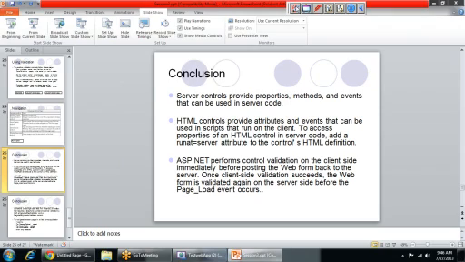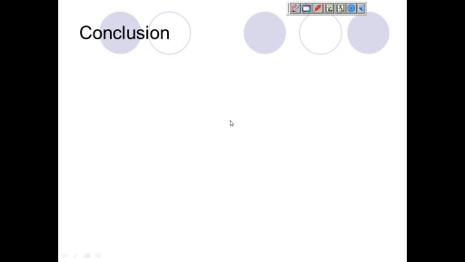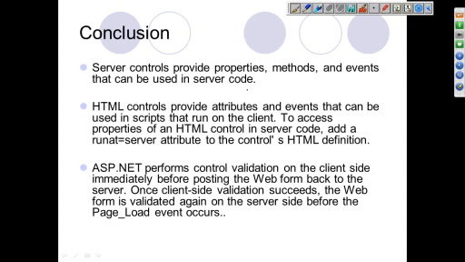So let us conclude with these summary points, whatever we have done in this session. Server control provides properties, methods, and events that can be used in the server code. HTML controls provide attributes and events that can be used in the HTML code or the script. If you are using some HTML control instead of a server control and still you want to use that control on the server side code in the .aspx.cs, then add this attribute runat=server.